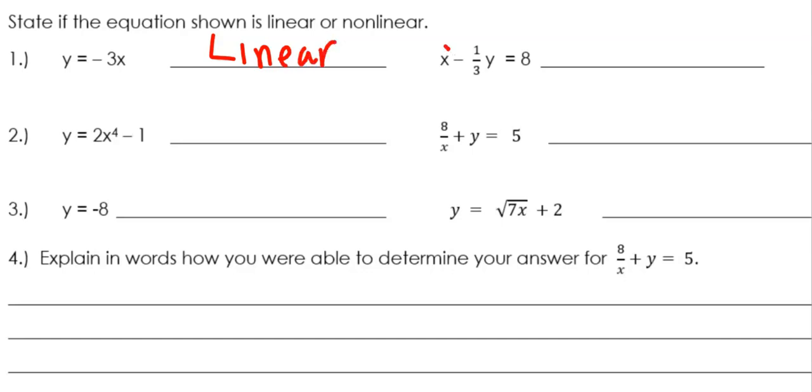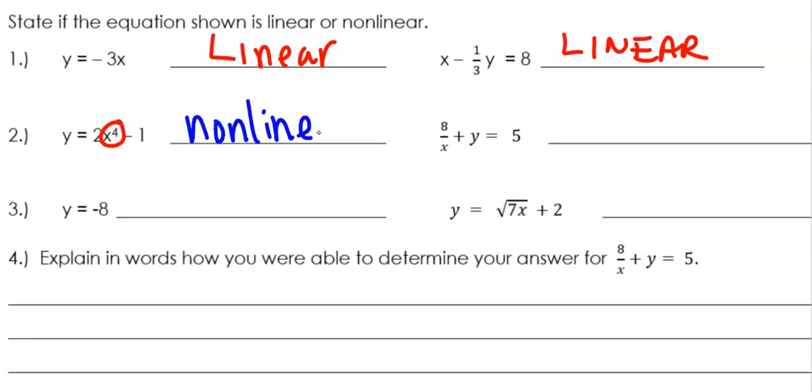Next question over here, look carefully at your x and y's. Check to see if they break any of the rules. No exponents, no variables in the denominator, no variables timesing each other, that's called a product, and no special characters like roots or absolute value bars. So this is linear. In the next question, when I look at my variables, I notice this x has an exponent. That means it broke a rule, so it is nonlinear.